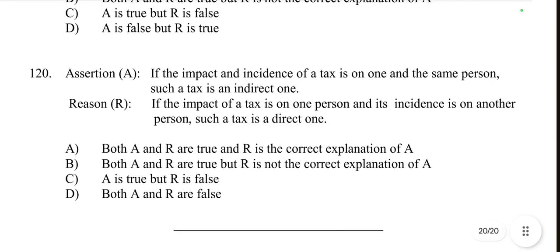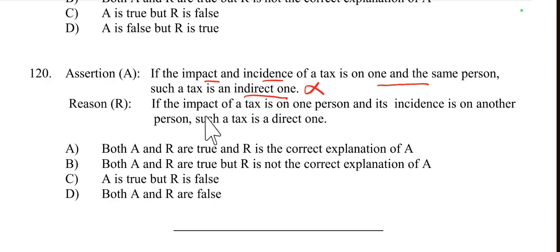Then come to today's last question, an assertion and reason based question. Assertion: if the impact and incidence of a tax is on one and the same person, then such a tax is called indirect. No, it is direct. It means impact and incidence are on the same person. It is called a direct tax, not indirect. So this is incorrect.